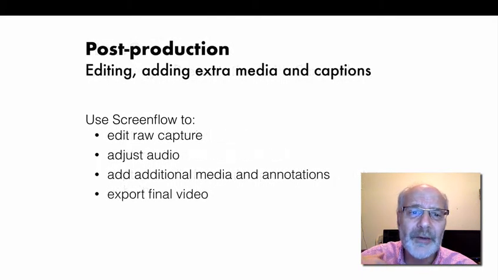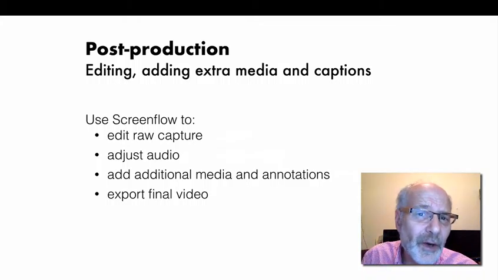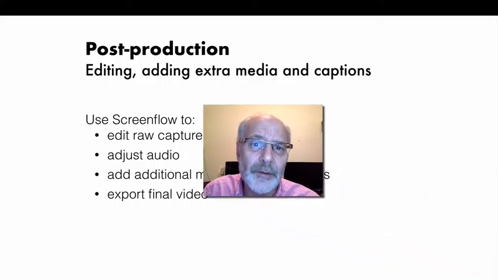But how do you actually do post-production on it? Post-production, I mean that you want to edit the raw video, you want to maybe adjust the audio, maybe add some music if you want it, and then add additional media. And they could be individual still images, they could be additional video, they could be annotations, circles around things. And then you want to export the final video from inside of Screenflow.